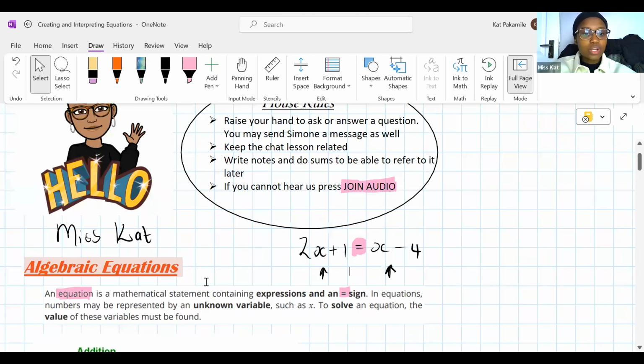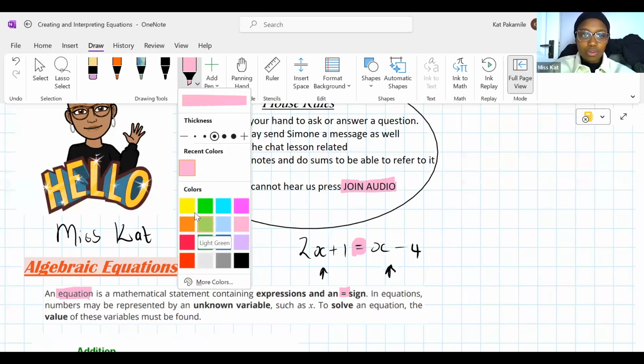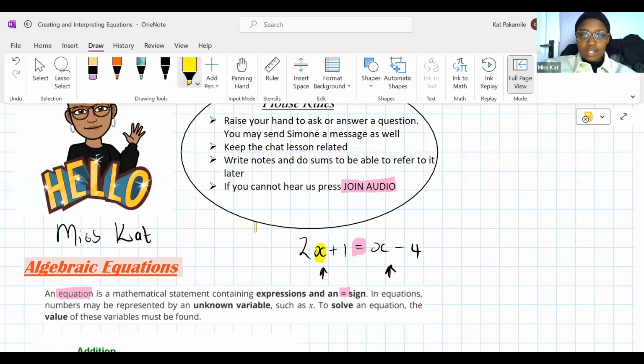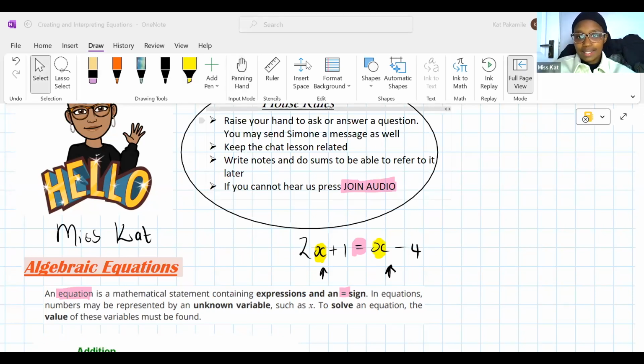In equations, numbers may be represented by variables. The fact that it's a variable means it's unknown. You don't have to say it's an unknown variable. Check here, I used x. That's just a placeholder for a number that we do not know as yet.